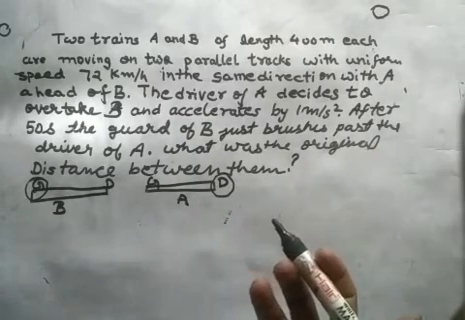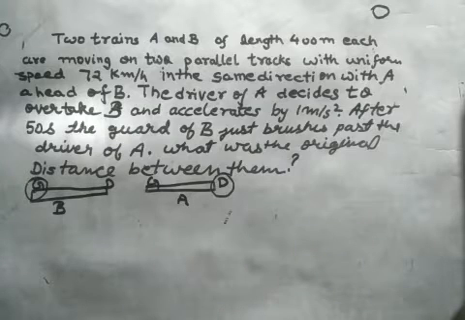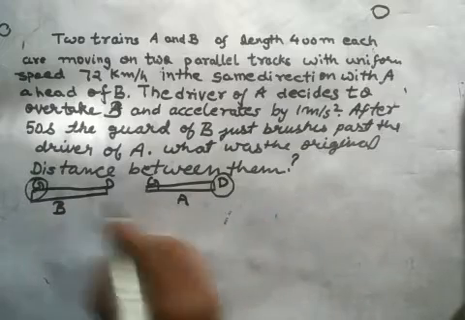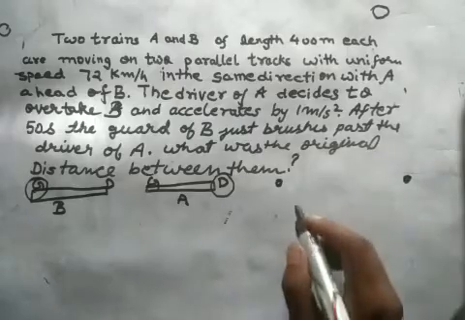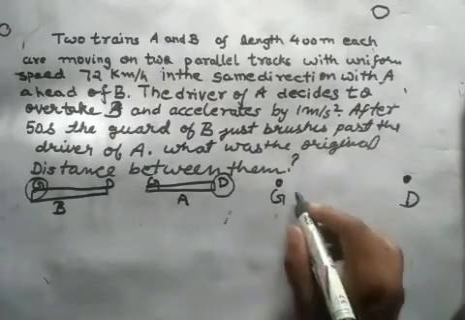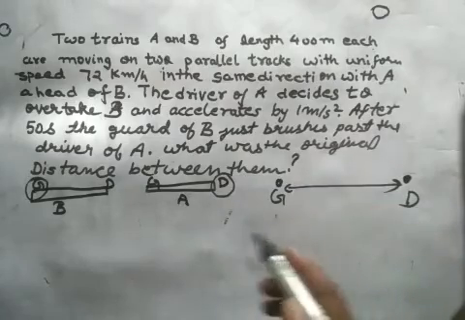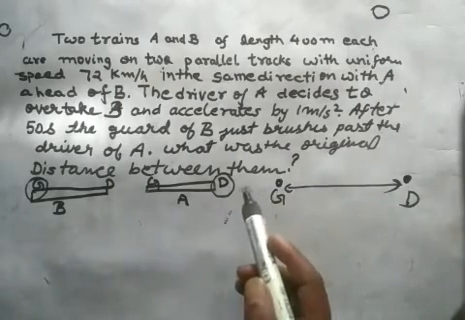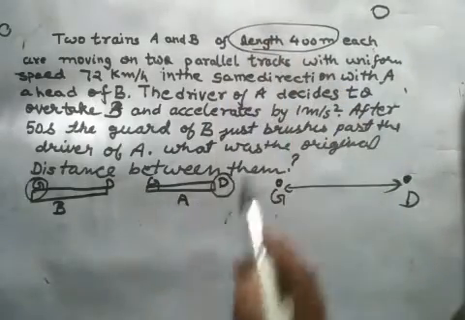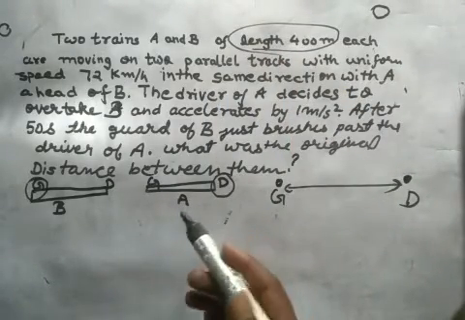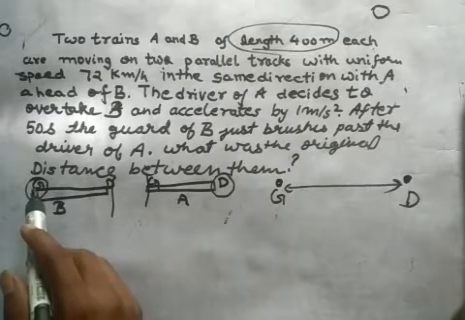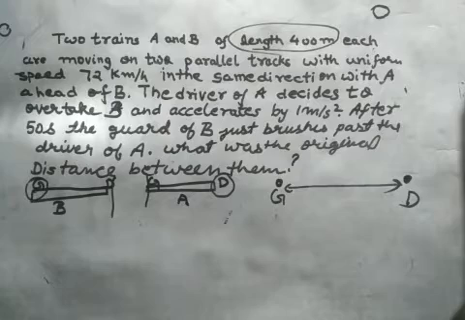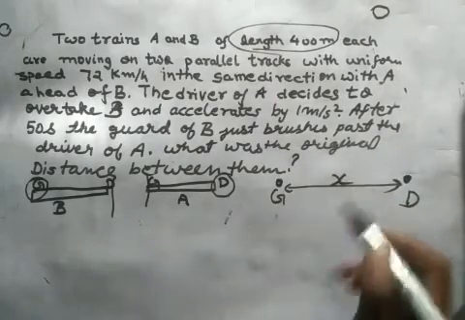This is not the case of trains anymore. We can consider both of them as two persons or two objects, G and D, which have certain distance between them. So there is no point of the length of the train, or whether they are train or not, what was their initial separation. We have to find distance between guard and driver. So this is the distance, x.